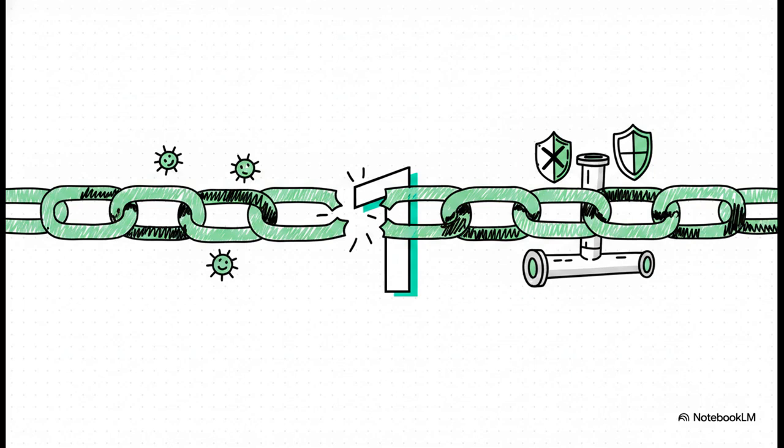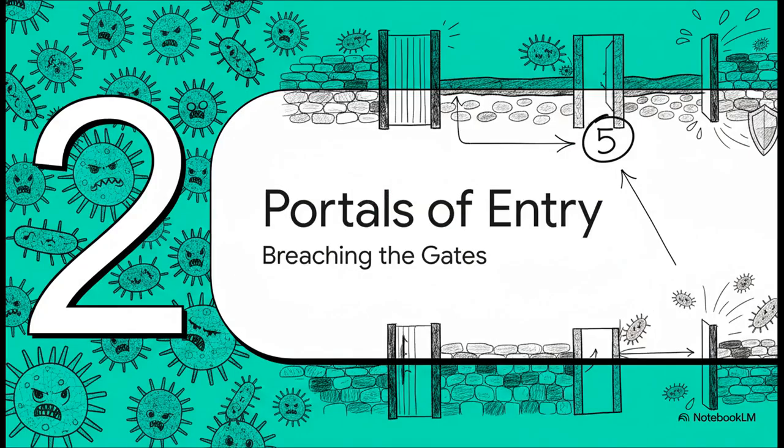But here is the absolute best part about knowing this sequence. It gives us the ultimate defense strategy. Breaking just one, literally just one, of these 6 links stops the entire transmission process cold. You don't have to wipe out the whole invading army, you just have to cut one single supply line. Moving right along to Section 2, finding portals of entry.